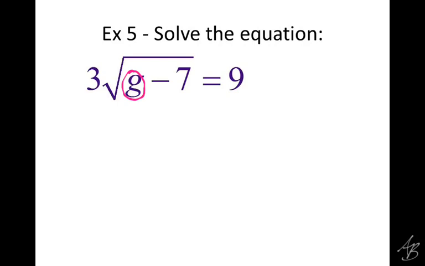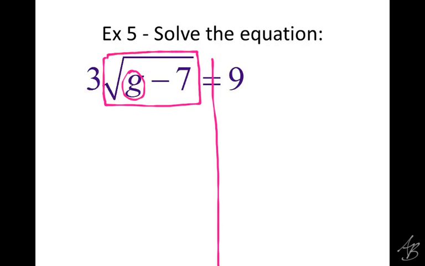We'll circle our variable. Draw the line of equality. Box the square root, which is going to be the square root of g minus 7, but the 3 is outside of that, which means that to get the square root by itself, I'm going to have to divide by 3. I need to get rid of that 3. So I'm going to divide by 3 on both sides.